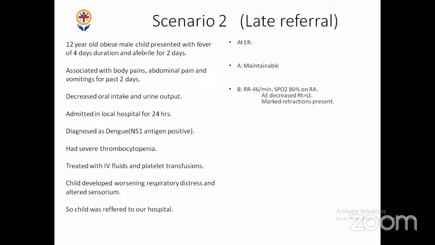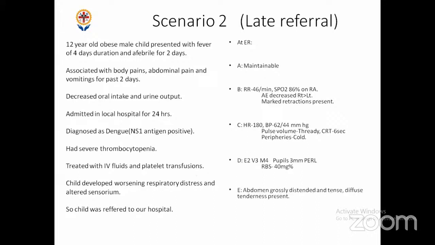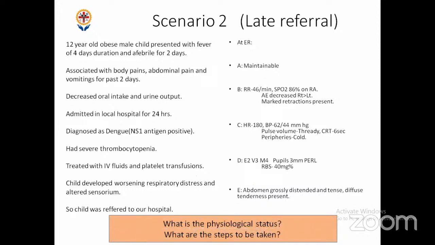You can see tachypnea, SpO2 is 86%, air entry was decreased, marked retractions, heart rate was high, BP is very low, pulses are feeble, CRT is prolonged at 6 seconds, peripheries are cold, sensorium was 9/15, pupils are reacting, RBS is low, and the abdomen is grossly distended and tense, with diffuse tenderness over the abdomen. So this is the status in which the child was referred to us. So what is your physiological status and how will you manage this child next?